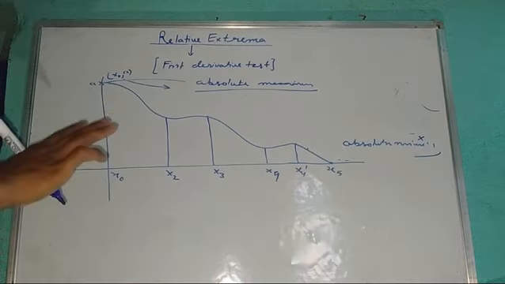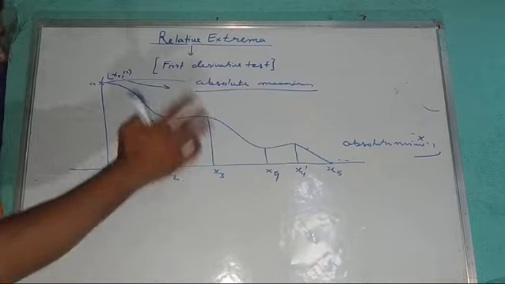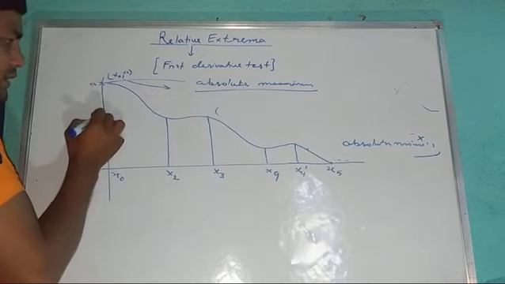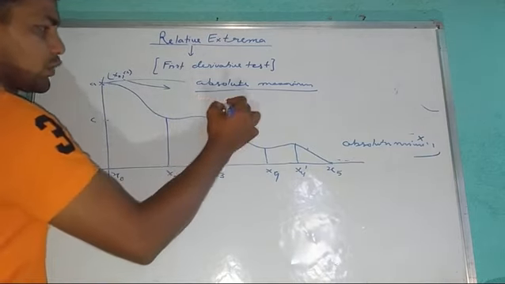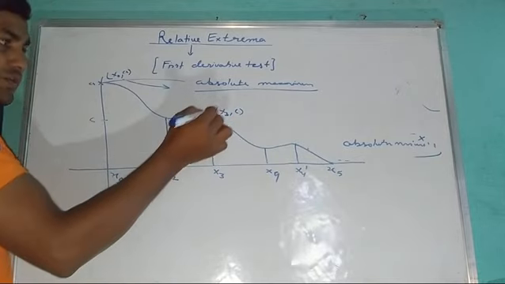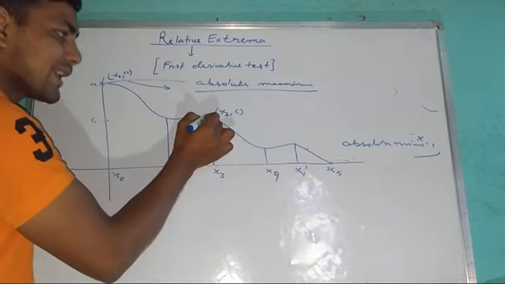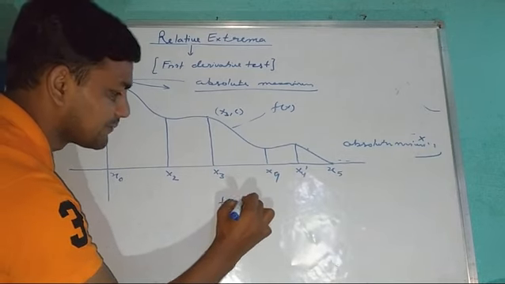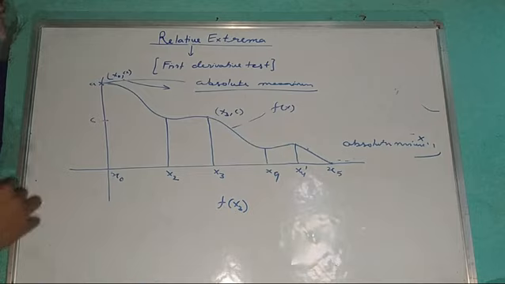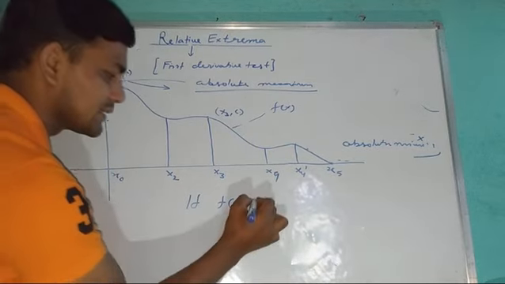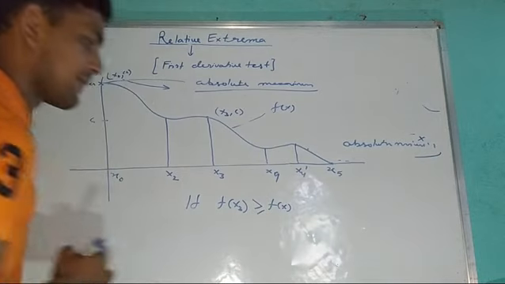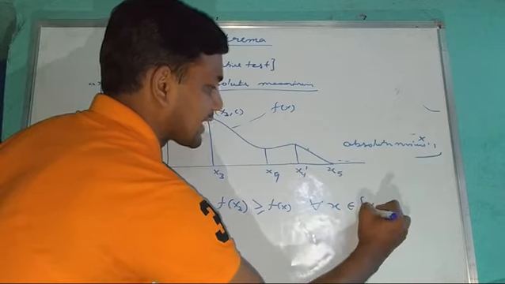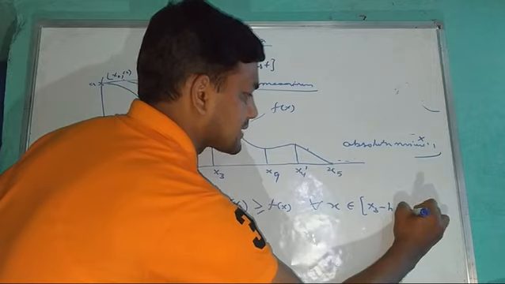Between absolute maxima and absolute minima, there will also be local maxima and local minima. If I look at this point, suppose this point is C. Okay, then the coordinate of this point is x3 and C. Now if I look at this point, at x3 suppose this function is f(x). At x3, f(x3) is greater than or equal to f(x) for every x belonging to the neighborhood of x3, that is, (x3 minus h, x3 plus h).